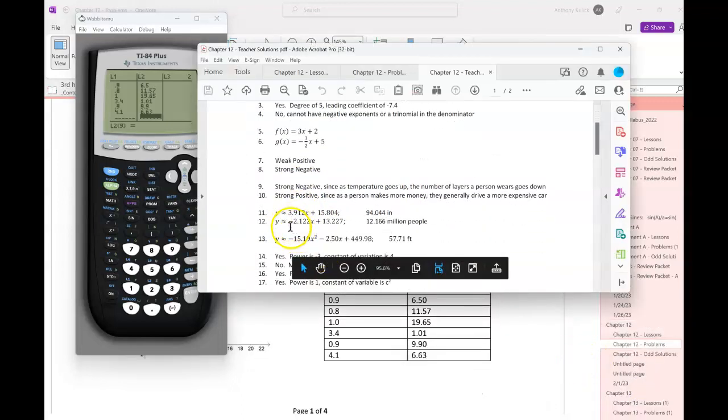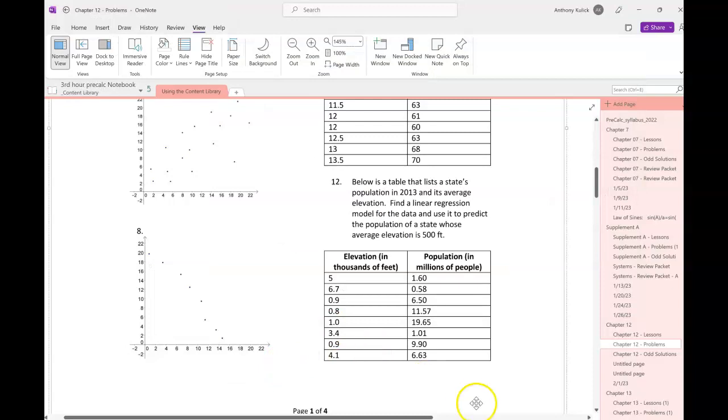So you should have gotten about, your equation should be like y equals negative 2.12x plus 13.23. And when you plugged 0.5 in, you should have gotten about 12.17. Boom. Yeah.